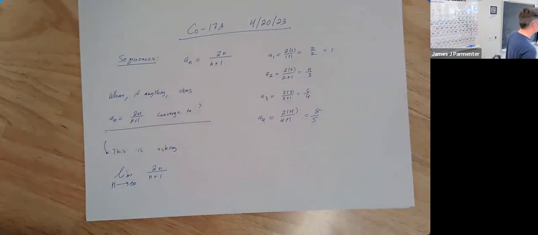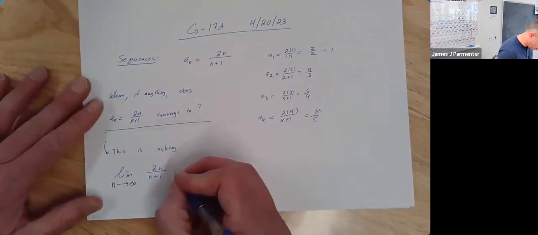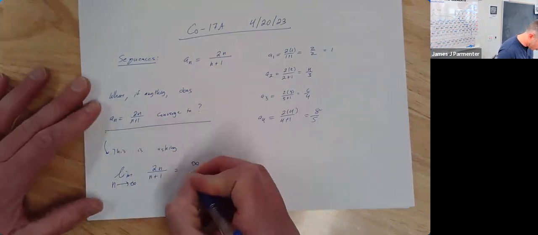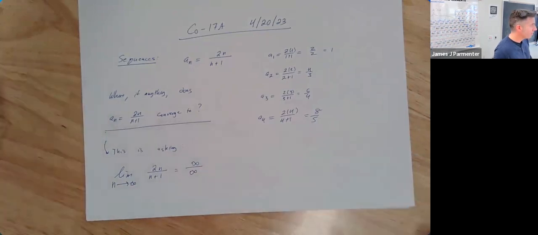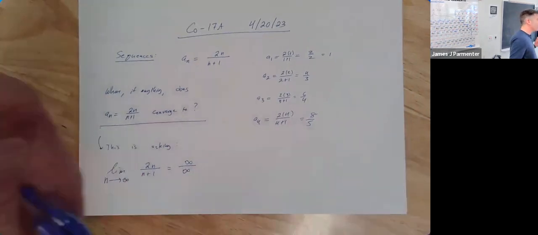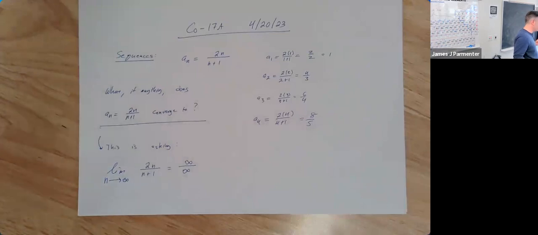Here's the problem, at least the problem with this one. If n gets really, really big, both the top and the bottom are really, really big. If I plug in infinity, although it's kind of weird, I'm going to get infinity over infinity. Technically I have 2 times infinity, but 2 times infinity is infinity. And on the bottom I have infinity plus 1, but infinity plus 1 is still infinitely large. So we often kind of manipulate infinity without really doing it.